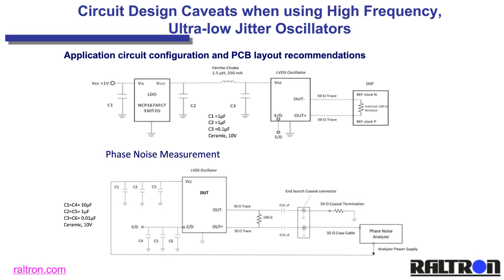It is very critical that the outputs of an LVDS oscillator be matched in impedance with the load. So it is critical to have the traces at 50 ohms, and the input of the DSP, if it has a 100 ohms load inside, that has to be recognized, and if there is not one inside, then it has to be put outside. These are some circuit details that are covered in the application note, and we welcome any kind of inquiries about that.